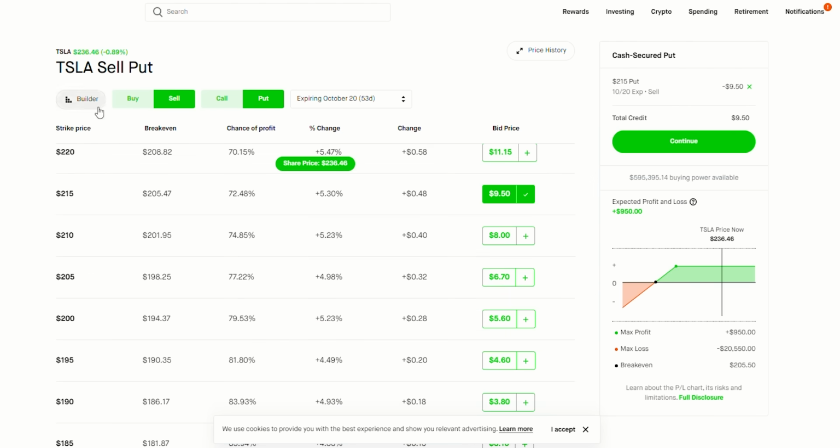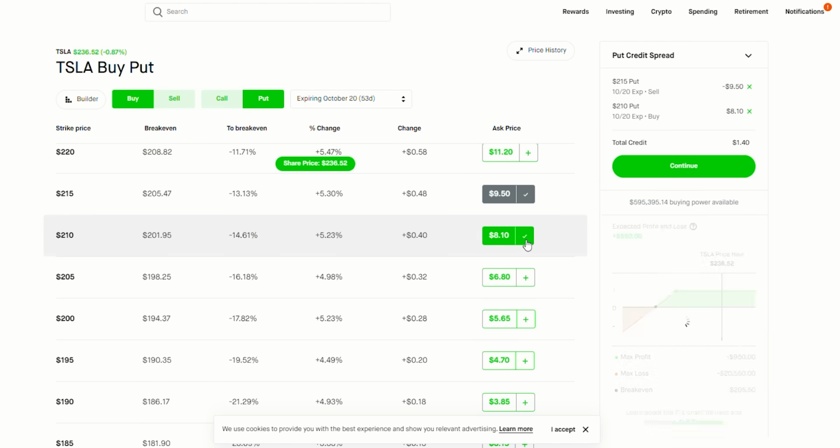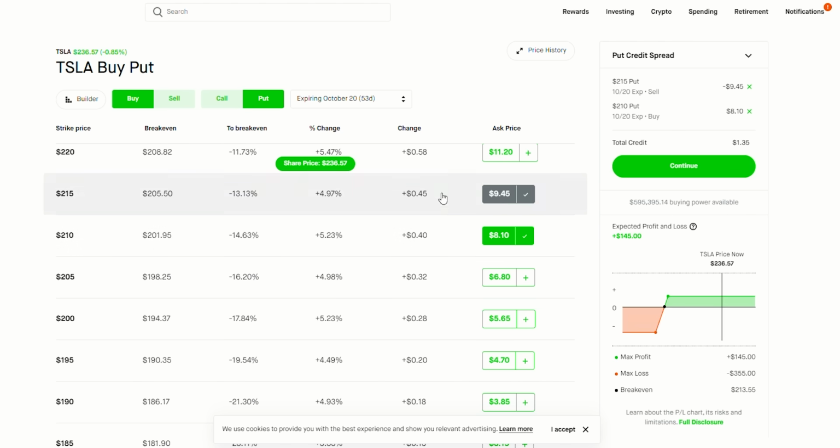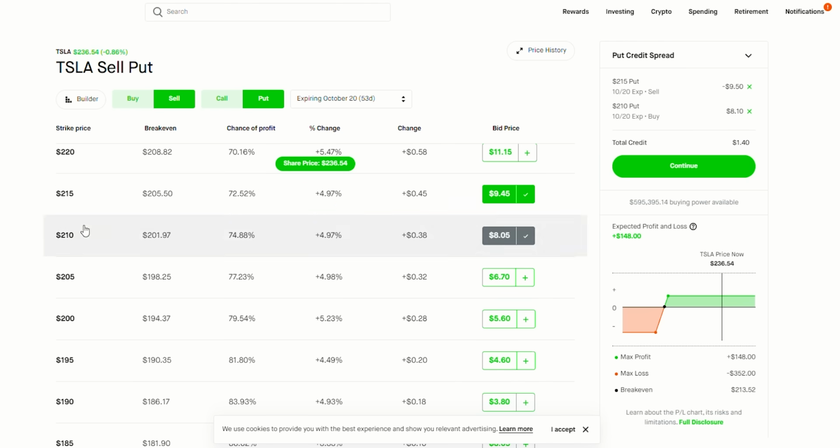Now, this strategy is selling the 215. And then I'm just going to go ahead and buy the next leg down, which is going to be the 210. So I'm going to go ahead and buy the 210. This is just a put credit spread, and an Iron Condor is really a combination of put credit spreads and call credit spreads. So 215, 210.